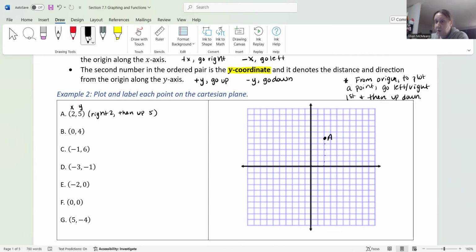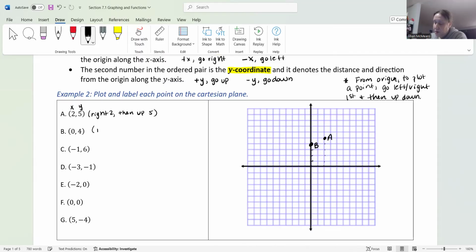Now we just kind of start over, and you can see with B we have a 0. Anytime you have a 0 as part of your ordered pair, you're an intercept. So you live on the x or you live on the y axis. Okay? So for point B, we have the ordered pair (0, 4). So that means from the origin, I do not go left or right, but then I would go up 1, 2, 3, 4. And that is the point B.